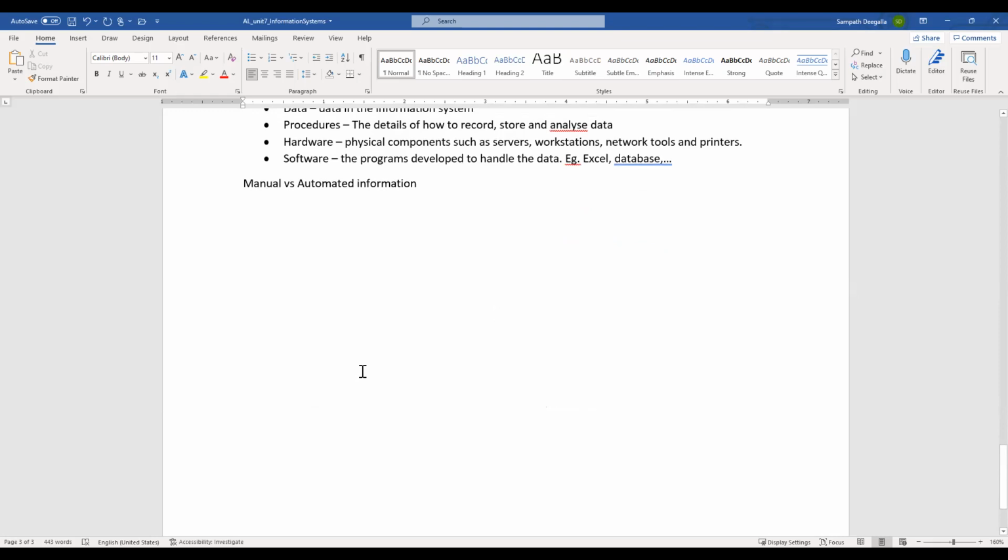Now that we have discussed manual and automated systems, let's briefly write down the differences between manual and automated information systems. First of all, what do you think about the speed?